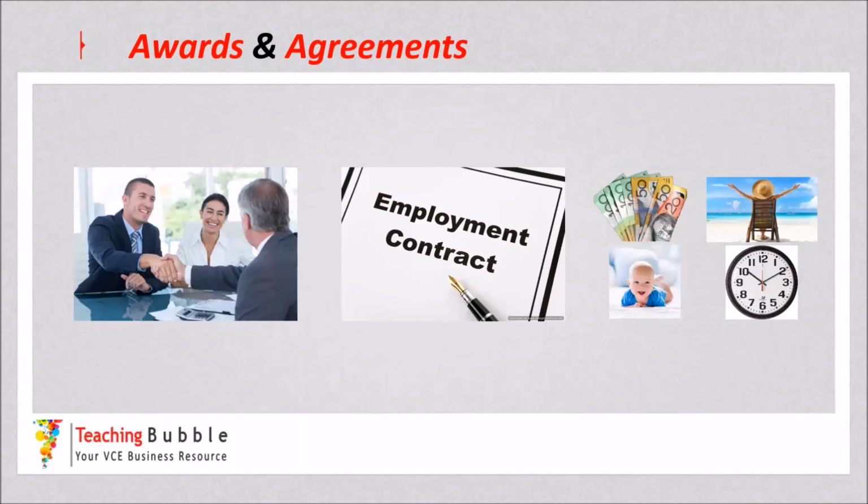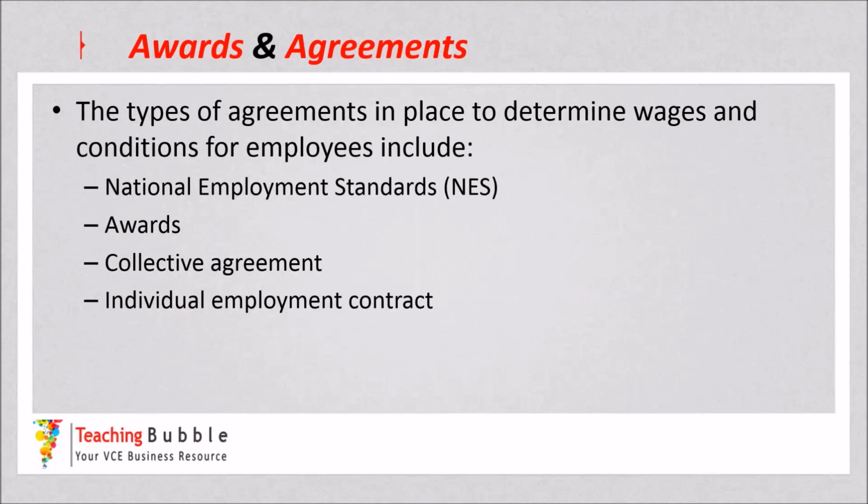What this video is about today is how are these things determined? Why is it that different businesses have different wages and different conditions, and how are those things determined? So that's what we're looking at today. So the types of agreements in place to determine wages and conditions for employees within Australia include the National Employment Standards, awards, collective agreements, and individual employment contracts. And we're going to go through each one of those individually.